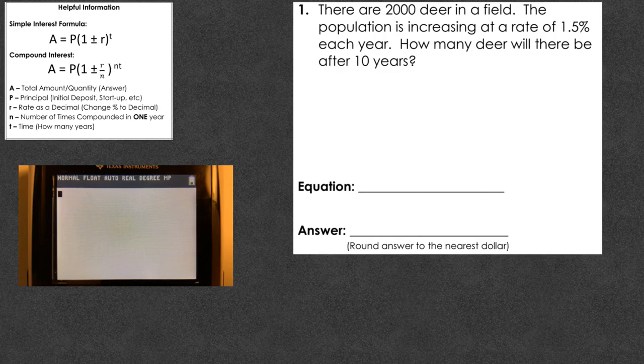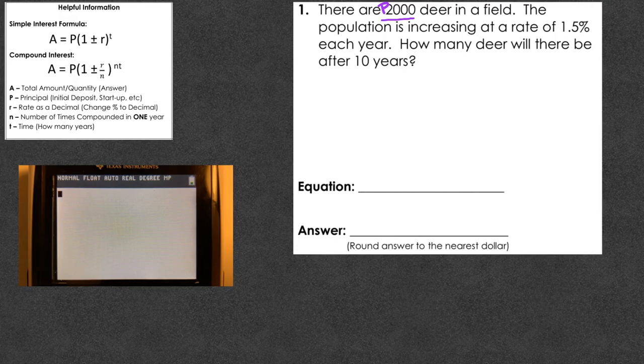So let's get started with number 1, and we'll break everything down so that we know what is important to us. Here we are with: there are 2,000 deer in a field. The population is increasing at a rate of 1.5% each year. How many deer will there be after 10 years? So I'm going to go through and break this apart. It talks about there are 2,000 deer. So I'm going to underline that because that's important. If I look over at my list of descriptors, I would say that's my initial amount. I'm going to indicate that that's my P for my principal value I'm going to use later.